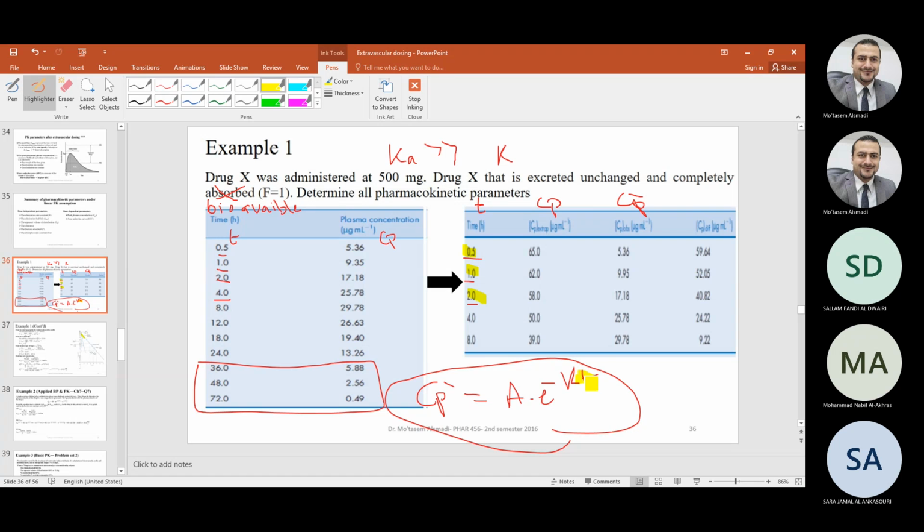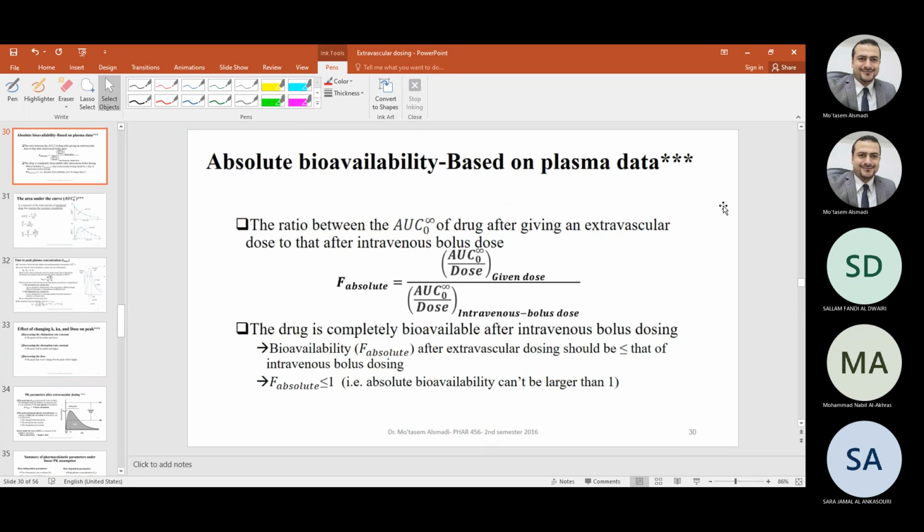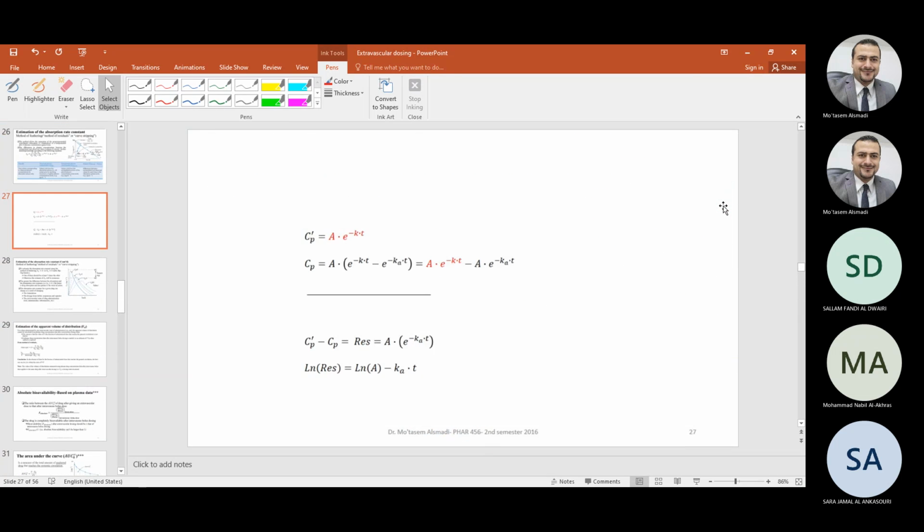Now you have the values of the Cp prime, and the last step is the residual calculation, which is equal to Cp prime minus Cp, right? This is the fourth column. This is Cp prime minus Cp. Why do we do this? Because going back to the method of residuals, and we have read this. This is the equation of Cp prime. This is the equation of the Cp, right? We just take the difference between them.